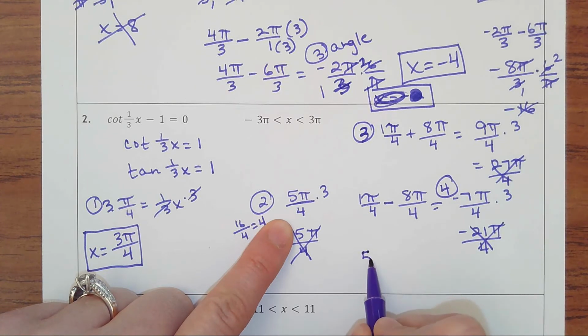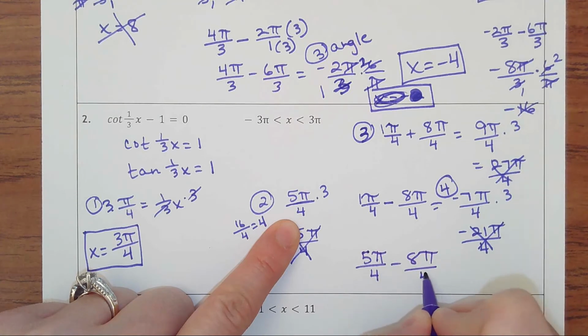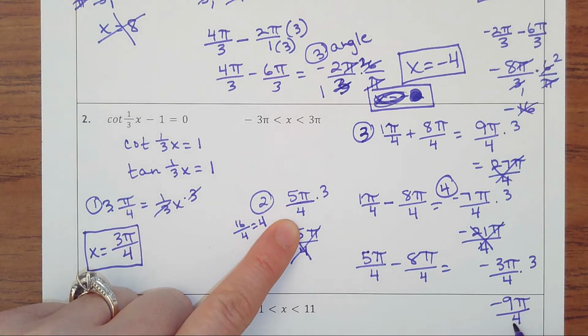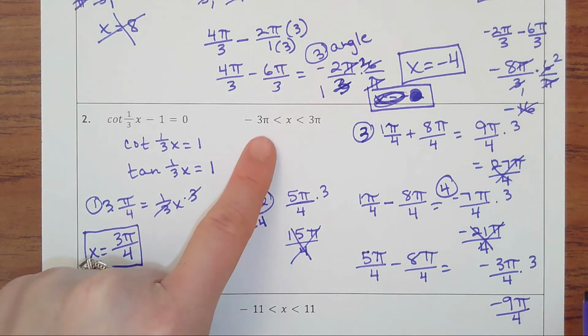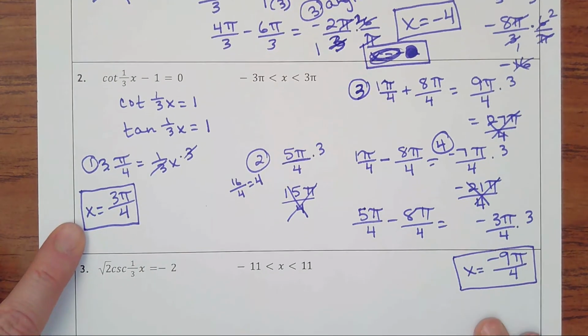So we would take 5 pi over 4 angle minus our 2 pi. That would be negative 3 pi over 4 times 3 would be negative 9 pi over 4, which 8/4 would be 2. So yeah, it's like negative 2 1/4, which fits. So our answers would only be this one and this one.